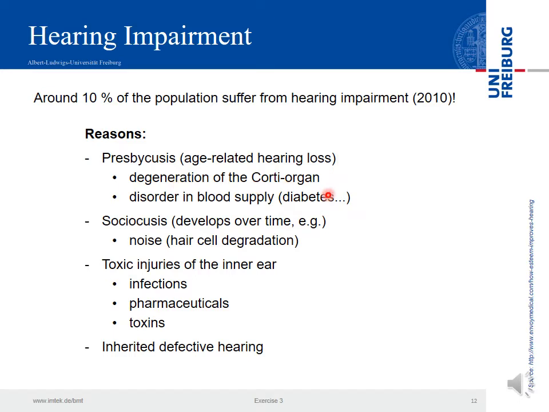We might have developments over time due to hair cell degradation caused by permanent noise or toxic injuries of the inner ears, by infections, by pharmaceuticals or by toxins, and there's also another group that suffers from inherited defective hearing.